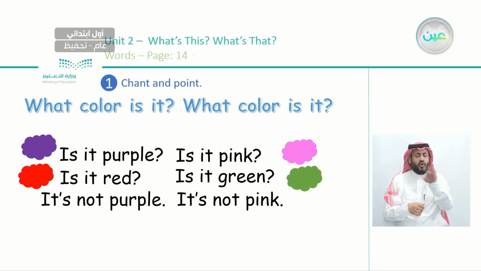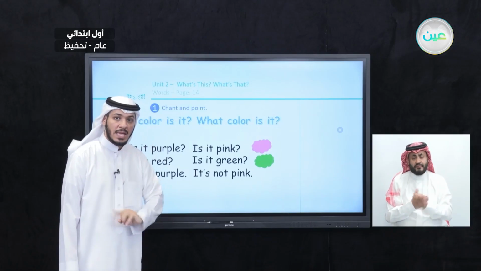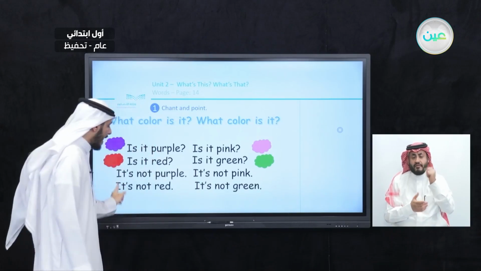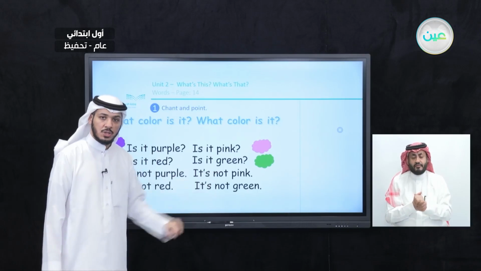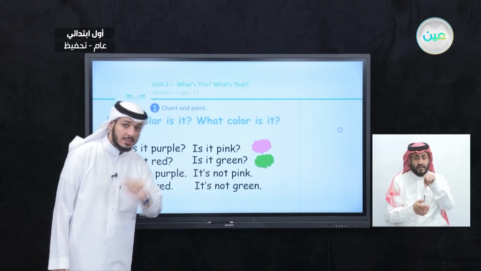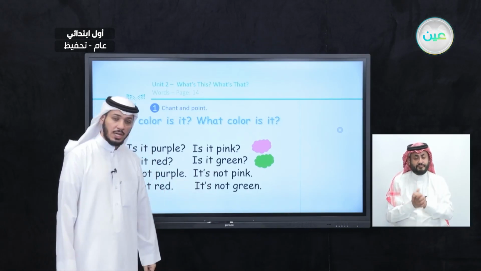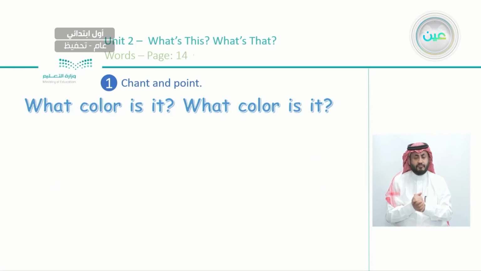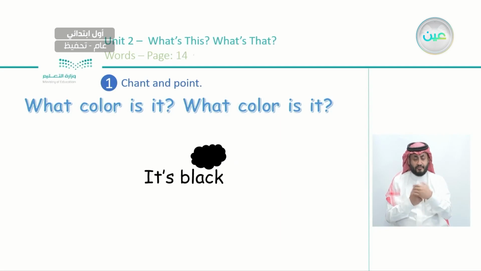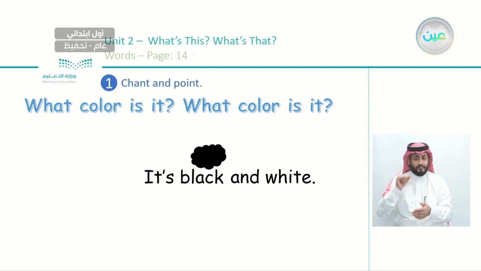It's not pink. It's not red. It's not green. Okay. So, what is it? So, it's black. This is the black. And white. What does it mean, white? This is the white. Perfect. So, it's black and white.